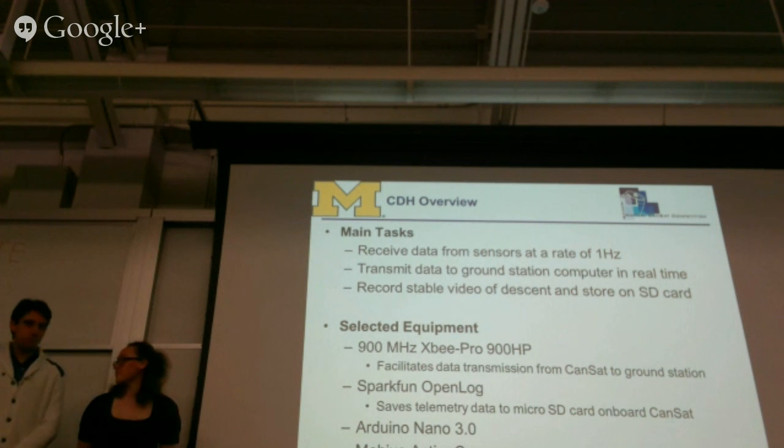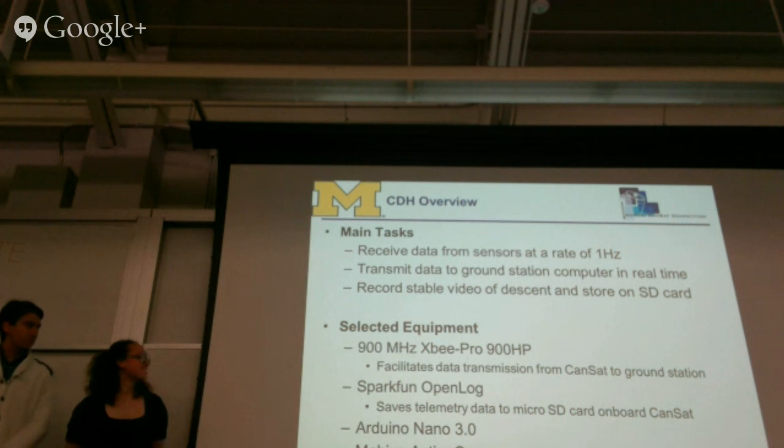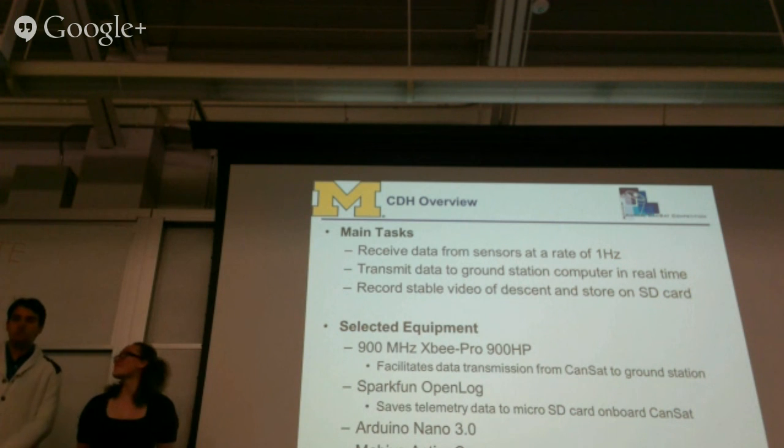Some of the equipment that we've selected: a 900 megahertz XBee Pro model is going to facilitate data transmission from the CanSat to the ground station. A SparkFun OpenLog, which is going to save telemetry data to a micro SD card on board. An Arduino Nano 3.0 and a Mobius Action Cam to record that video.